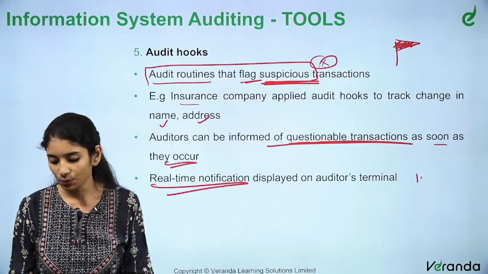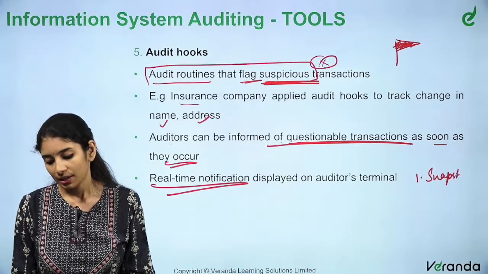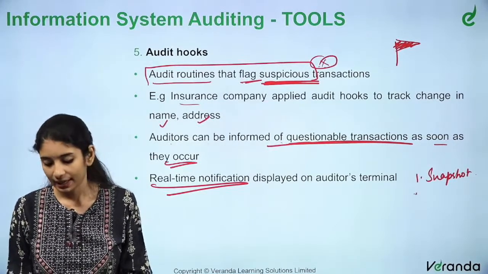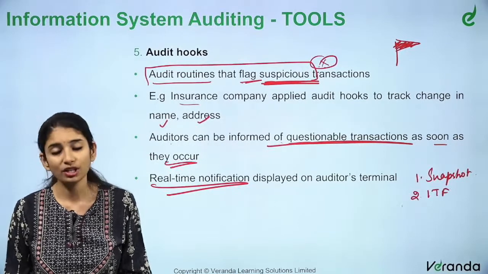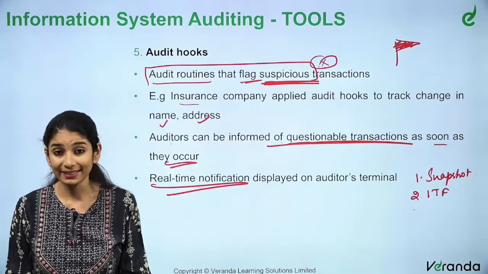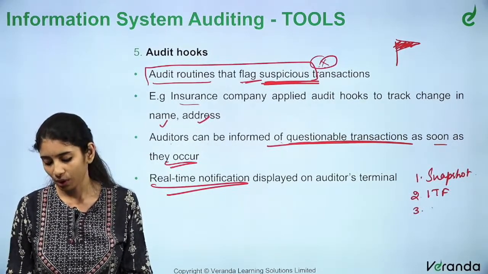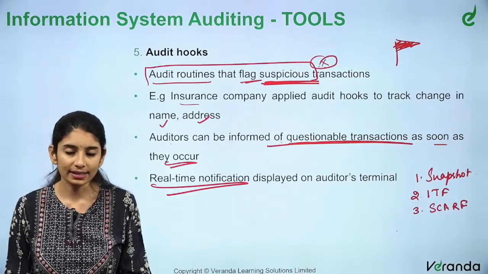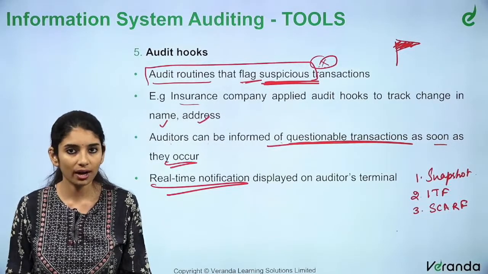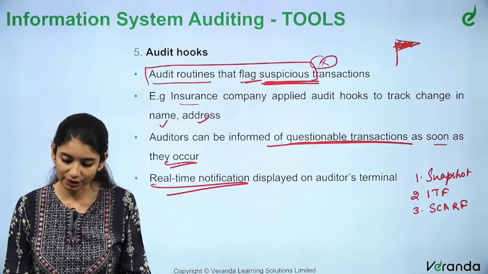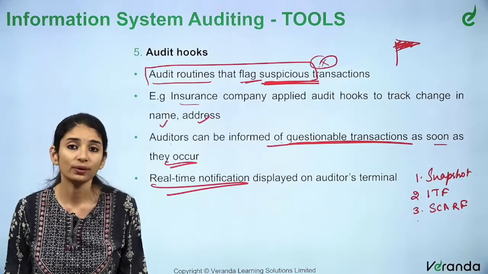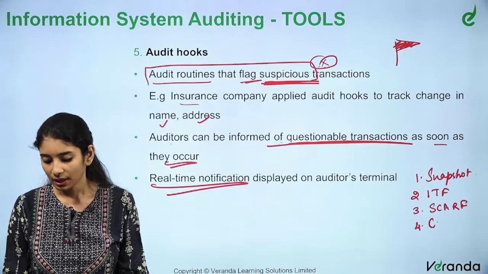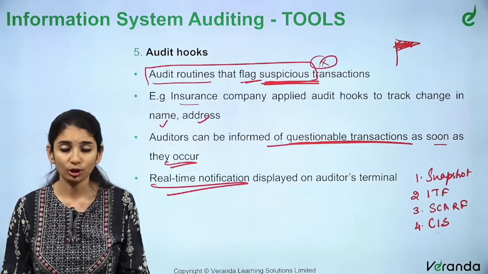Number 1 was snapshot, images of transactional flow at material processing. Number 2 was ITF, creation of a dummy entity and using test data. Number 3 was SCARF, continuous monitoring, like snapshot but with extra data collection capabilities, and there was something known as the SCARF master file.